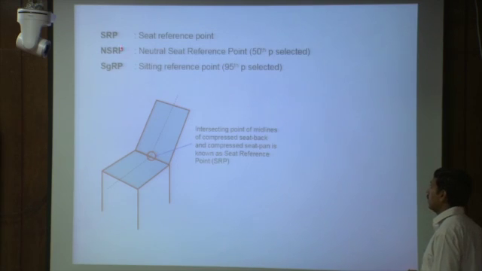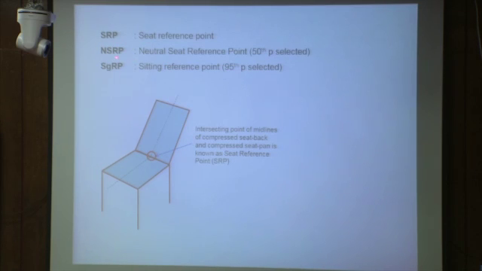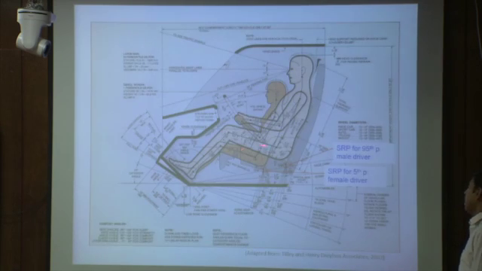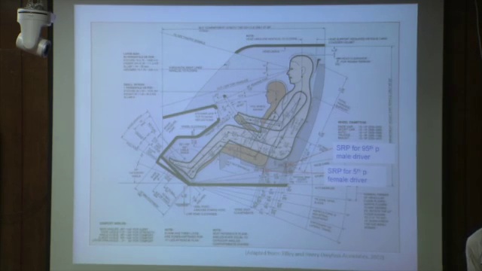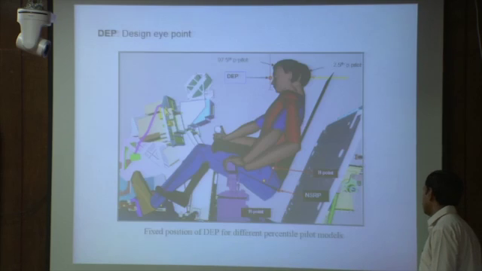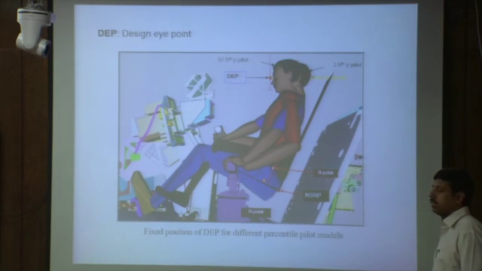as per different percentiles. For the 5th percentile there is no specific name, but the 50th percentile driver selected seat reference point is called the neutral seat reference point, and the 95th percentile driver selected seat reference point is known as SgRP. In the SAE standard, apart from that SRP, this H point of the 95th percentile driver is mentioned as SgRP. So in the SAE standard, SgRP means the H point location of the 95th percentile male driver.